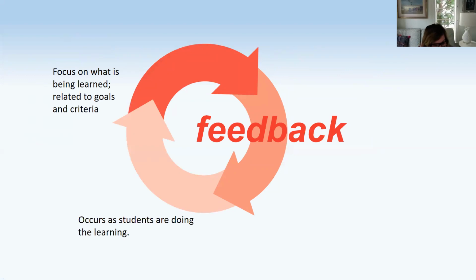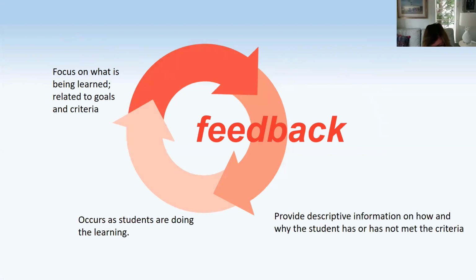It occurs as students are doing the learning. So feedback after they've had the learning opportunities can be useful, but it's maximally beneficial if students are engaged in the process of learning these math ideas, math practices, science ideas, science practices, and so on. Feedback needs to be descriptive and to give information on how and why the student has met the criteria, and how and why the student has not met the criteria.